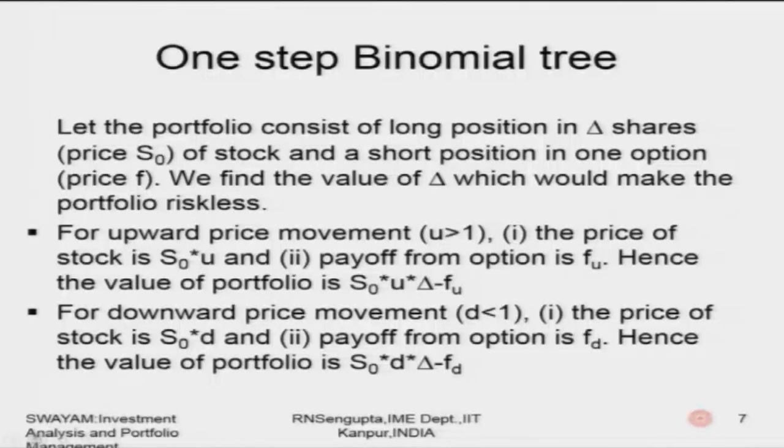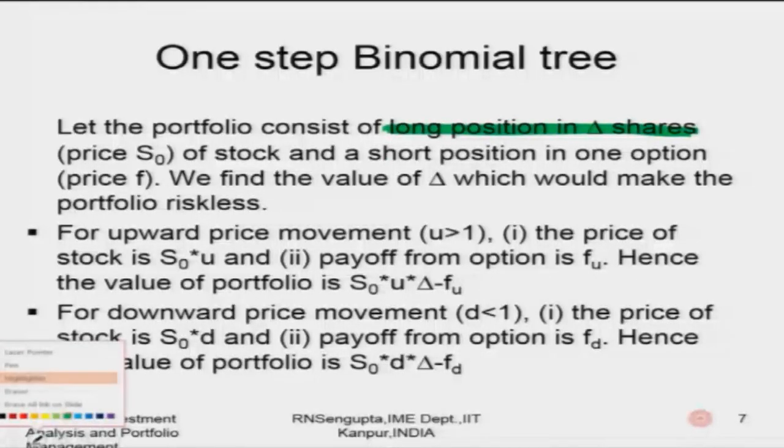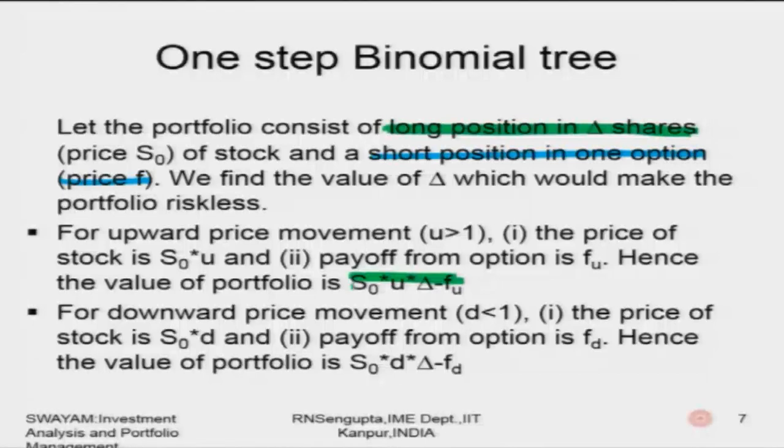So, here we have considered a long position. Let me highlight it. We have considered a long position in delta amount of shares and a short position in one option price. So, obviously, it would mean that if the prices move up and down, for the upward movement, the value of the portfolio would be as shown. So, why this minus here, which is being shown in this value of the portfolio? Because that option would be exercised. I am not saying who will exercise it, but I am saying that it will be exercised such that the total value would decrease by minus FU.